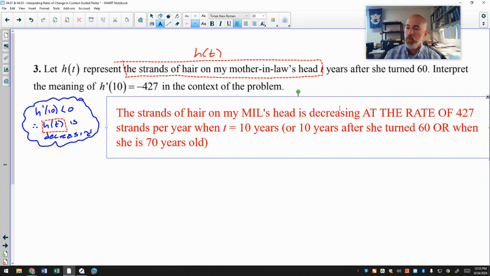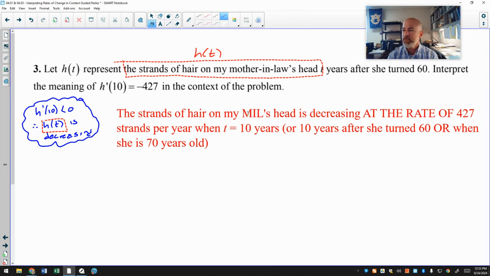There is one other way we could have done this one. One other way we could have looked at this one. The strands of hair on my mother-in-law's head is decreasing. Now, if you didn't want to use the word decreasing, a derivative is a rate of change. And so instead of decreasing, I could have said that the strands of hair on my mother-in-law's head is changing.